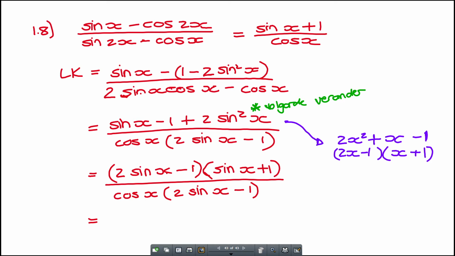Okay, then you will see that 2 sin x minus 1, 2 sin x minus 1, so wat bly net oor? Sin x plus 1 op cos x, wat mos nou eintlik is wat die regterkant is. Equal to the right hand side.